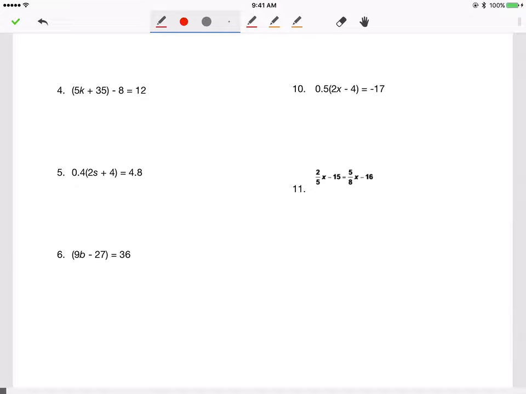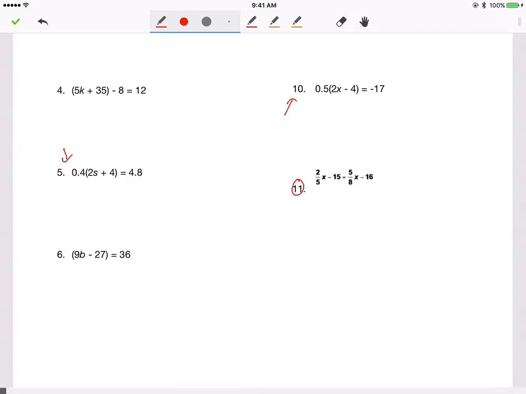Alright, so the last example I'm going to cover for you guys today is this fraction problem, number 11. And just because we've been working with decimals this whole time, I want you guys to know that you can always just convert these fractions to decimals and then just treat it like any of these other problems, okay?